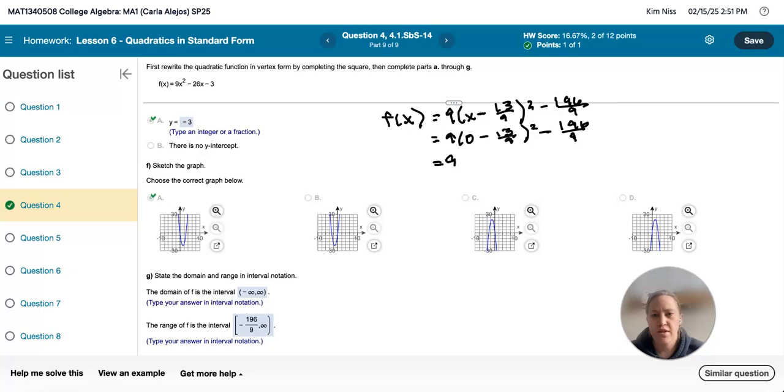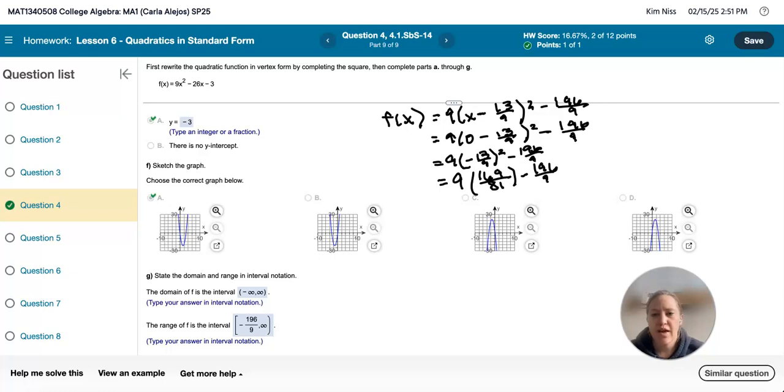So then we are left with 9 times negative 13 over 9 squared minus 196 over 9. Negative 13 over 9 squared is 169 over 81, minus 196 over 9.